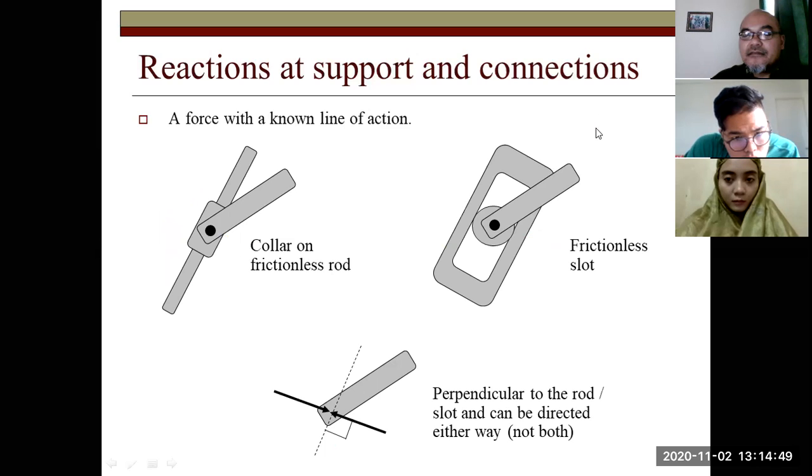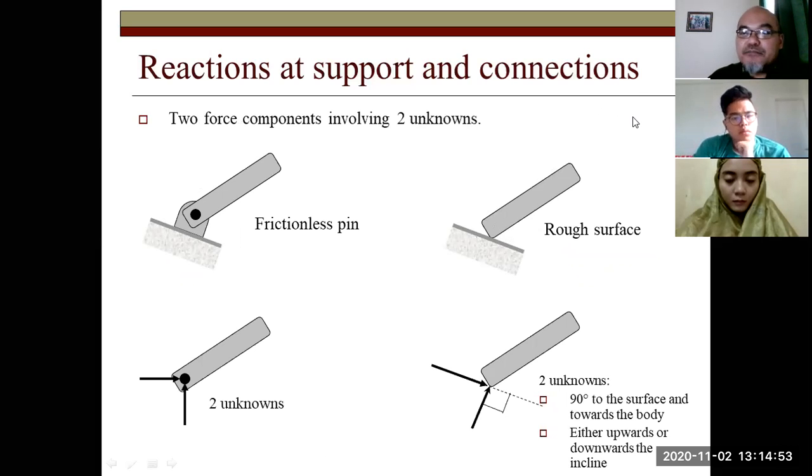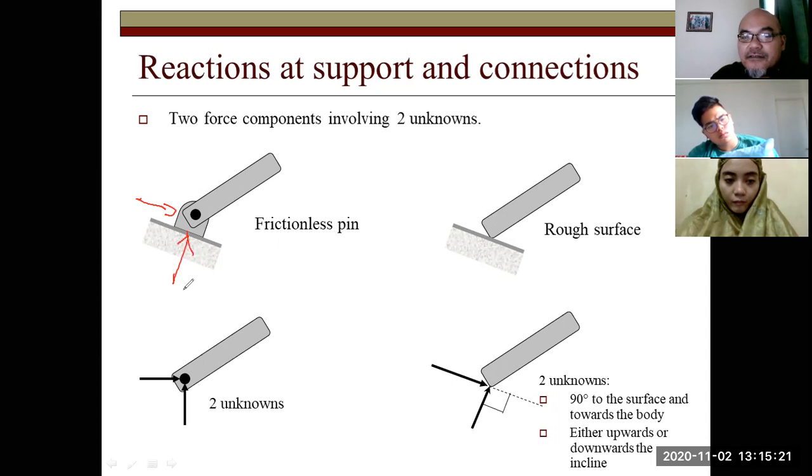Now, if the beam is pinned to the wall or to the floor, then it has two reaction forces. Why? Because this beam cannot move towards the wall or towards the floor, and it cannot move parallel to the wall either, right? So in this case, there is a reaction force here and a reaction force here. But it can still rotate about this point, left or right.